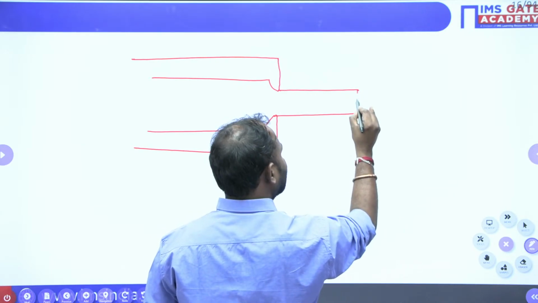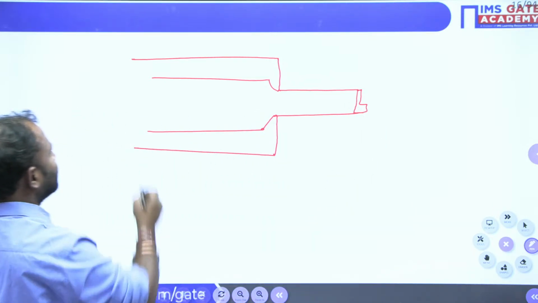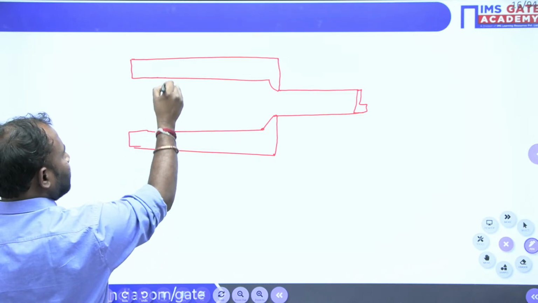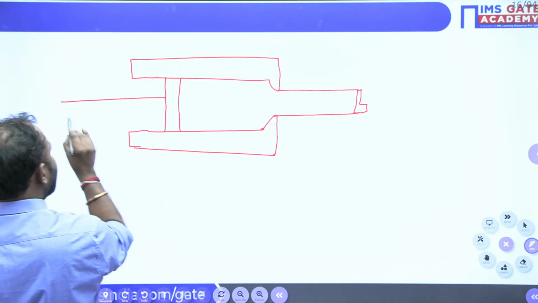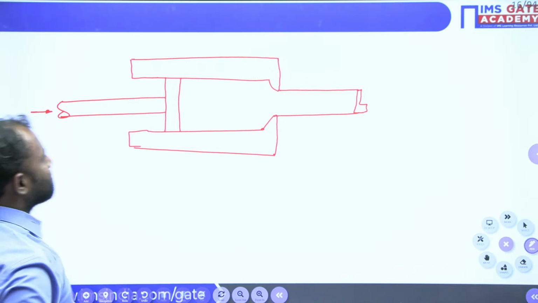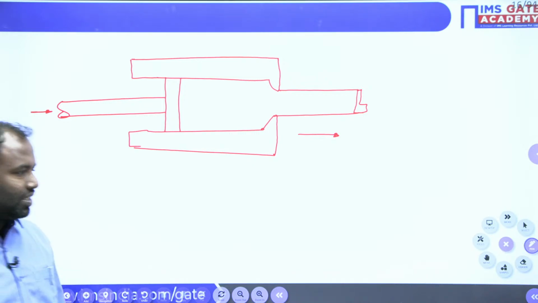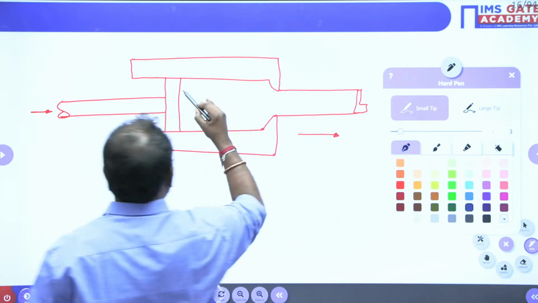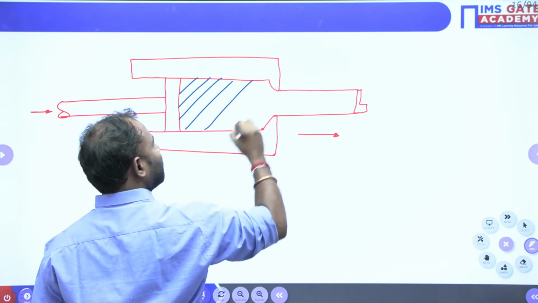This is the L section that is going to be produced. Here, this will be your ram. This is the direct extrusion process. Now see, this is your billet.